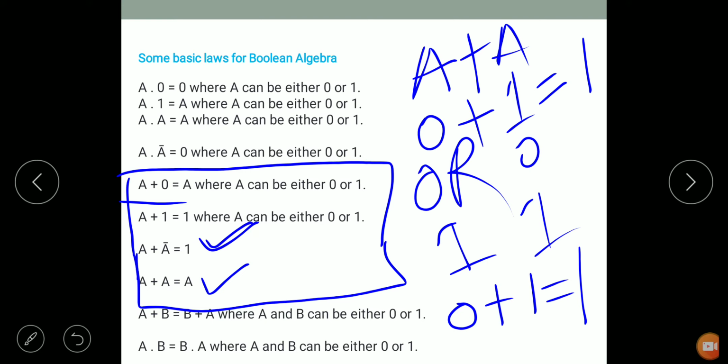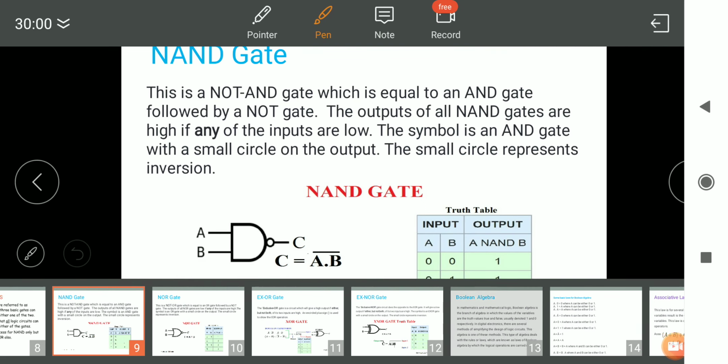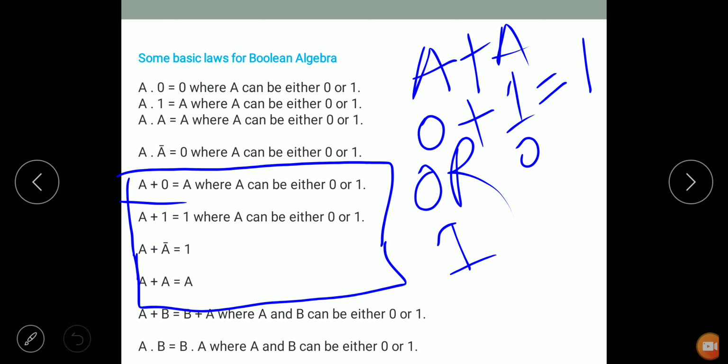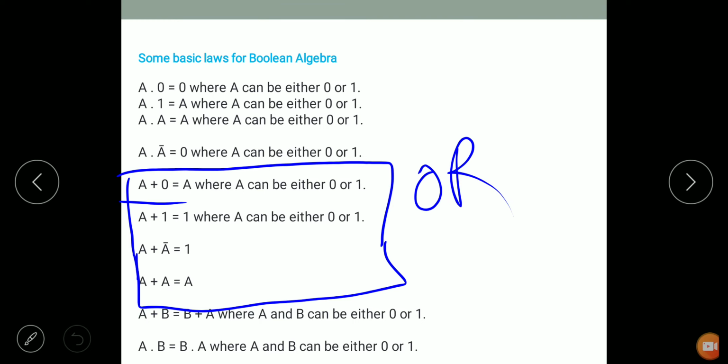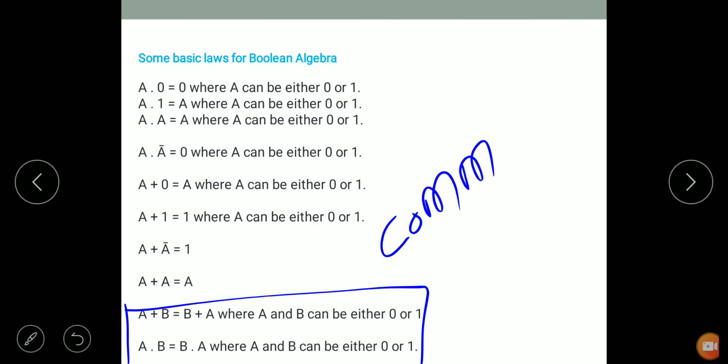So next are a plus b and b plus a, and a dot b and b dot a. This law is called the commutative law. These two combinations are called commutative.